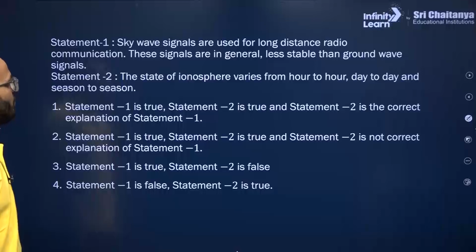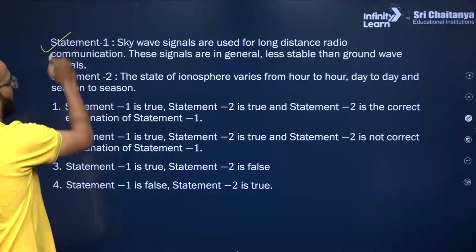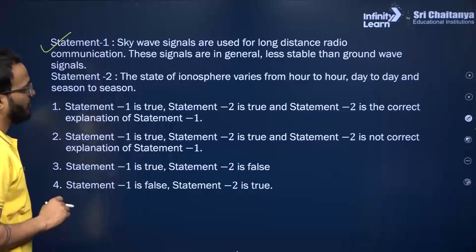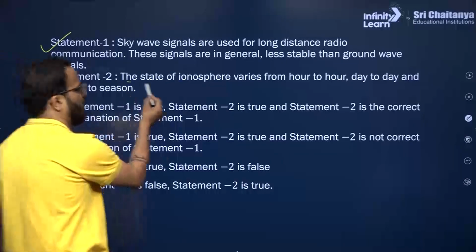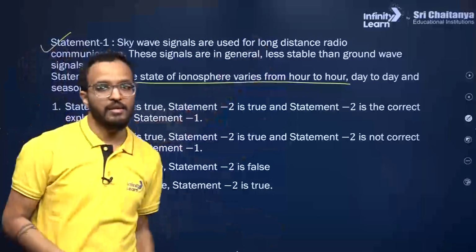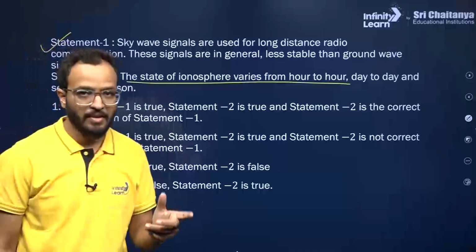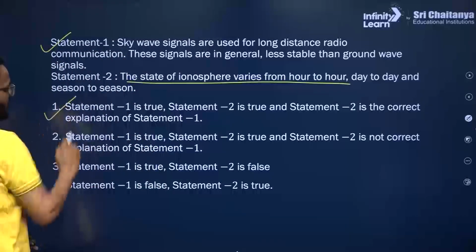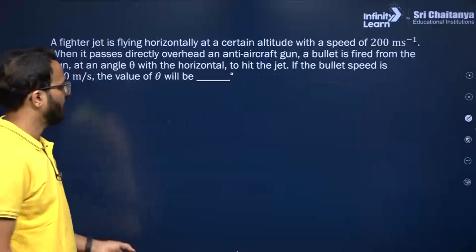Sky wave signals are used for long distance radio, correct? These signals are in general less stable than ground wave, yes, because the state of the ionosphere varies from hour to hour, day to day. The density of the ionosphere is constantly changing. That is why it becomes less stable. So obviously the first statement is the correct explanation.